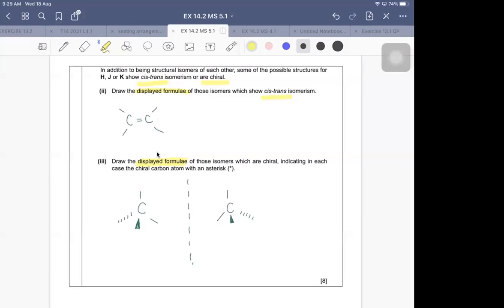Miss, what does it mean by indicating in each case the chiral atom with an asterisk? Where do we put the asterisk? Your asterisk is here, where your chiral center is. Does that answer your question, Fab? Yes.